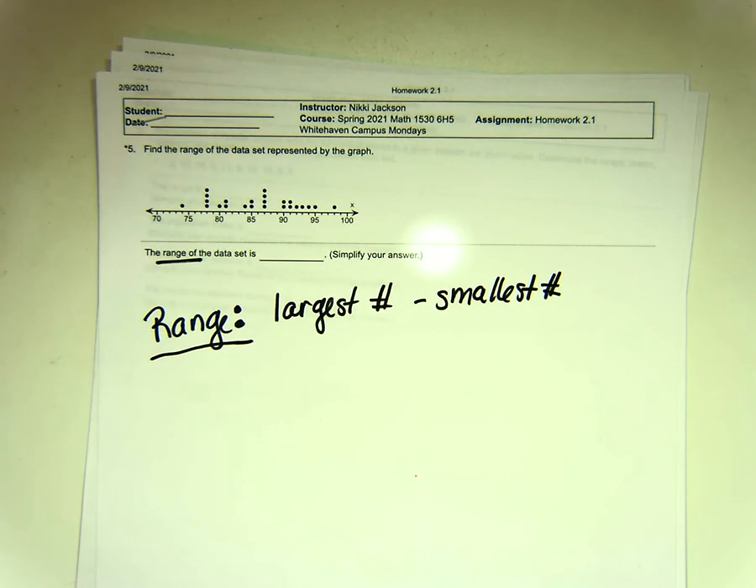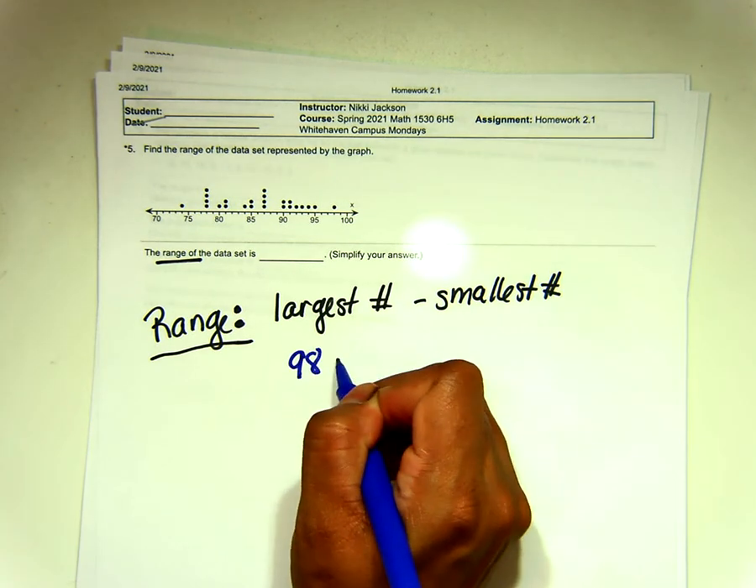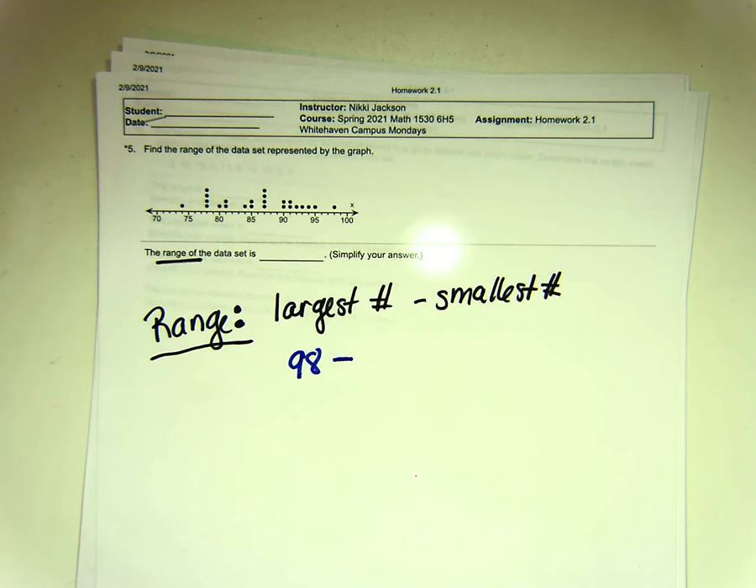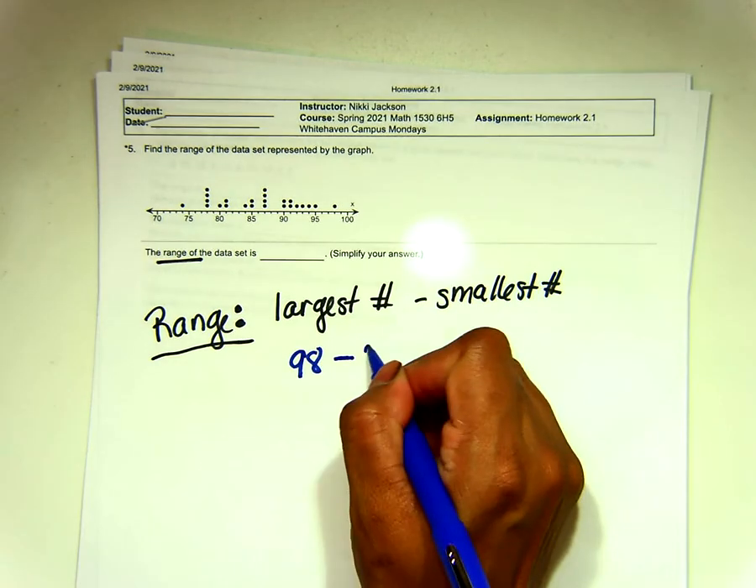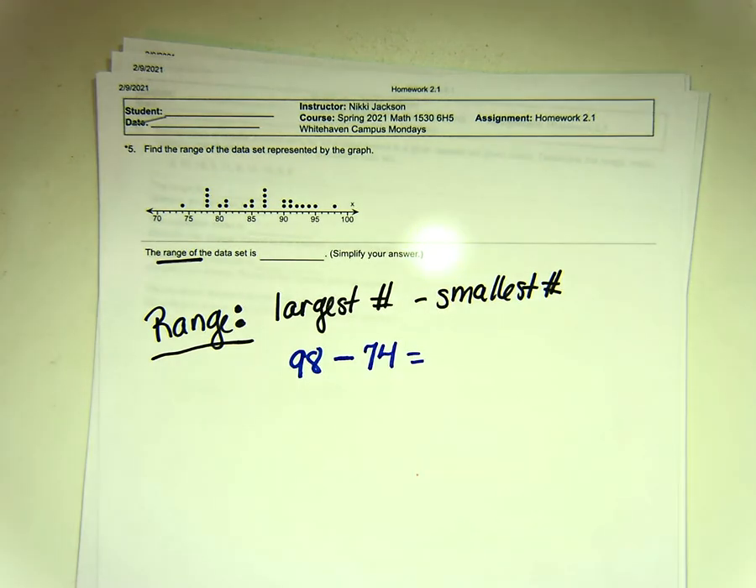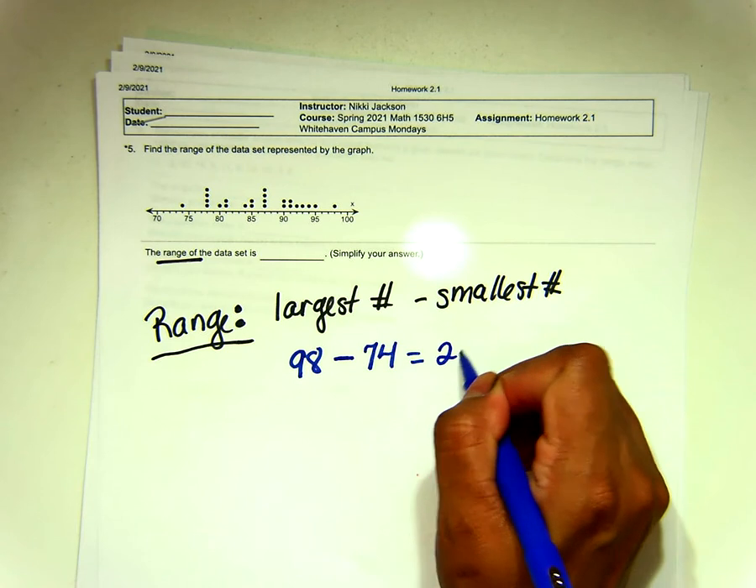In this case, I have to pay close attention to what my data set is. So I'm looking at these numbers right here. I know my smallest number is 70 and my largest number is 100. But I can't find my range right there because there's no dot here. So it looks like it's a dot at 96, 97, 98. So that's going to be my largest number. And then my smallest number is 71, 72, 73, 74. So let's subtract them. So what is 98 minus 74? You should have gotten 24 for your range.